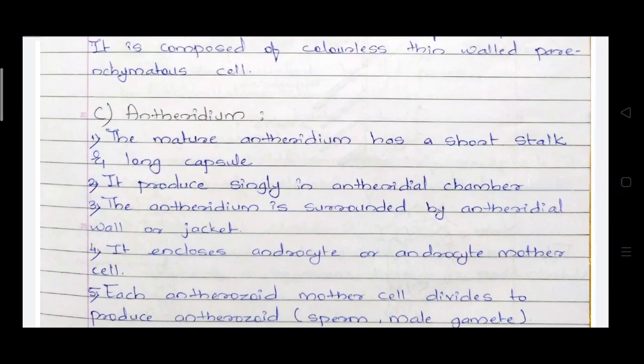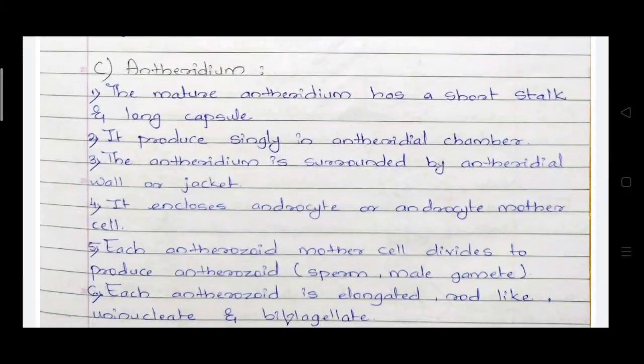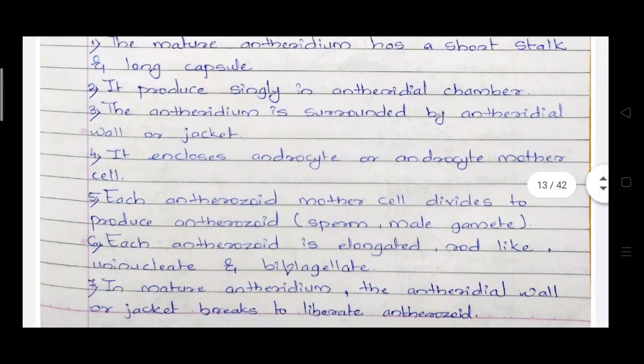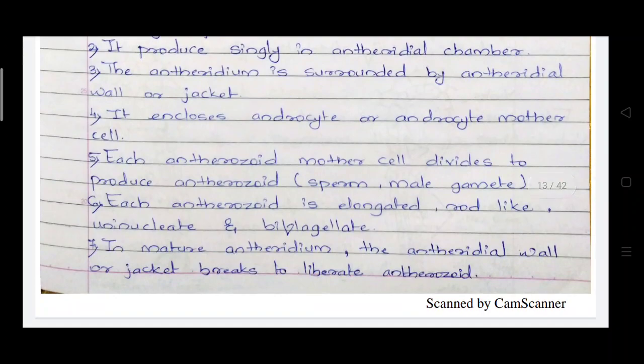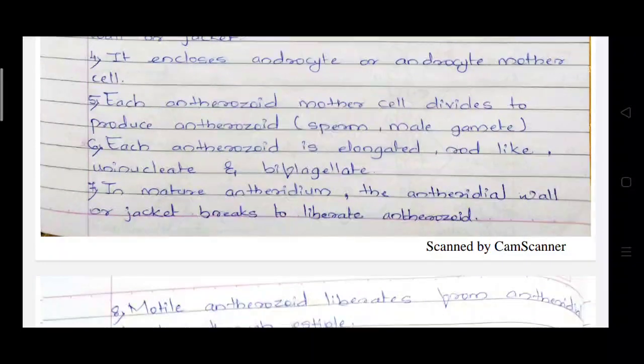The antheridium, as I already mentioned, is covered by the antheridial wall or jacket layer, and it encloses the androcytes and androcyte mother cells. These androcyte mother cells divide and produce the androcytes. Androcytes are also known as sperms or male gametes. A single androcyte is elongated in shape, rod-like, uninucleate and biflagellate. That is, its structure is rod-like, a single nucleus is present and two flagella are present.